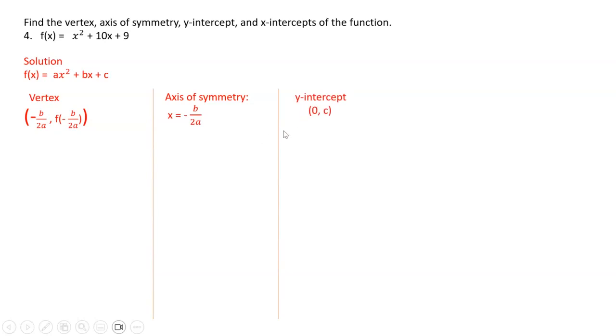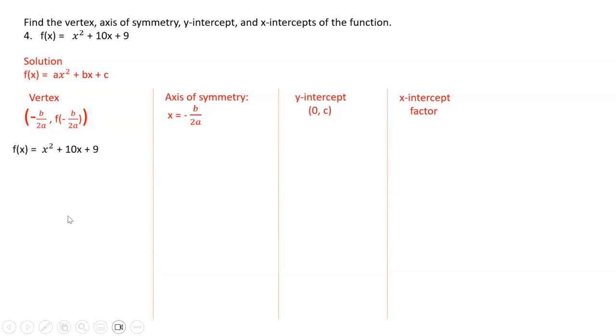Then for the y-intercept, it's also obvious, right? The y-intercept is always 0 and whatever the c value is. So for this one, there's no work required. Just by observation, you should be able to get the y-intercept. And for the x-intercept, you have to factor.